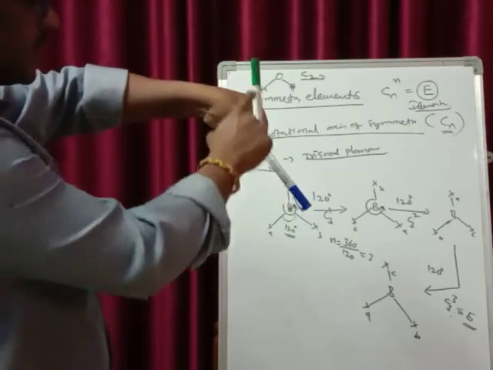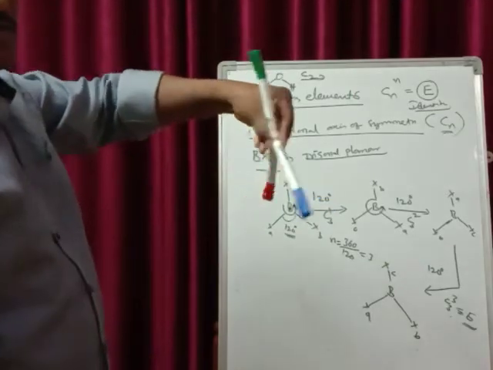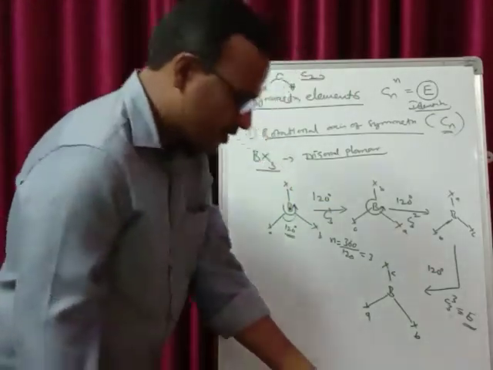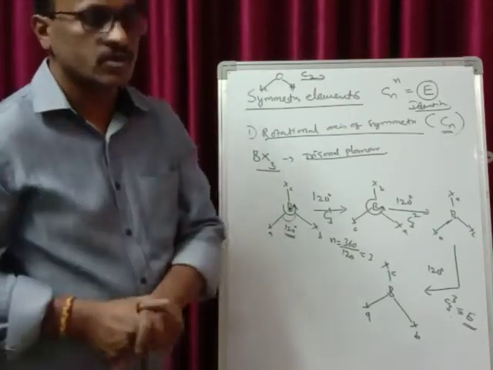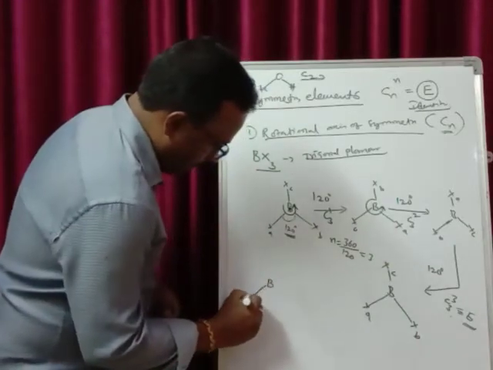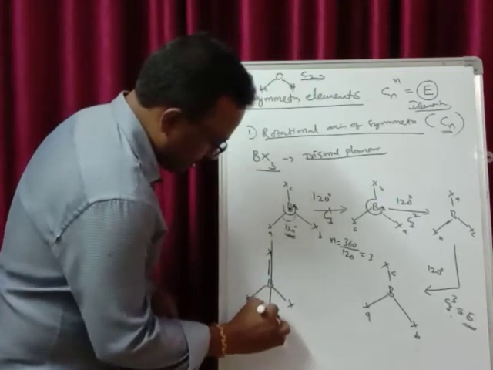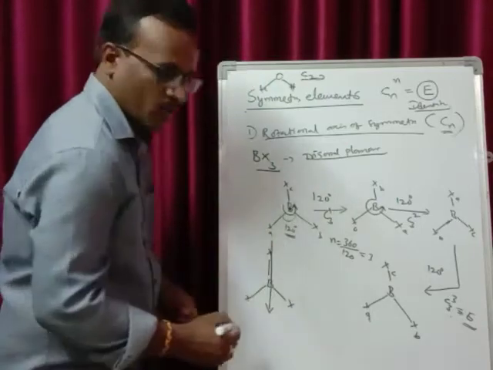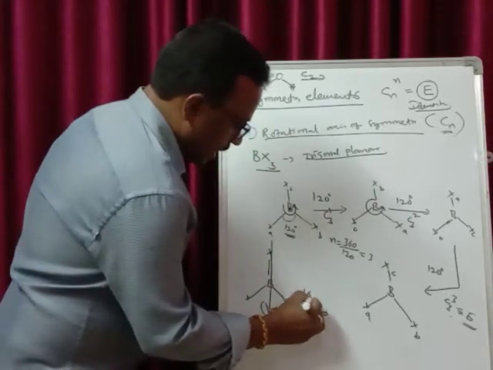Therefore, the axis is along this particular boron and the X, and rotation by 180 degrees will give you an equivalent structure. Therefore, we say that the BX3 molecule, in addition to C3, will also have a C2 rotational axis of symmetry. See, the axis is passing from the X and the boron, and I am rotating along this axis by 180 degrees.